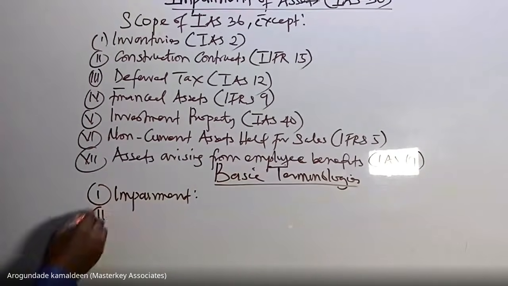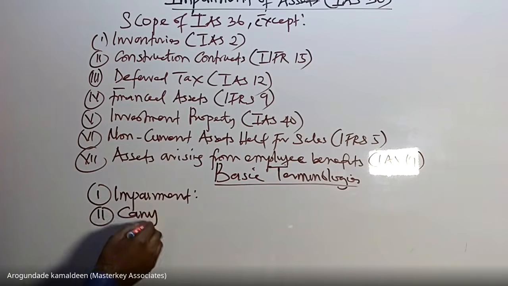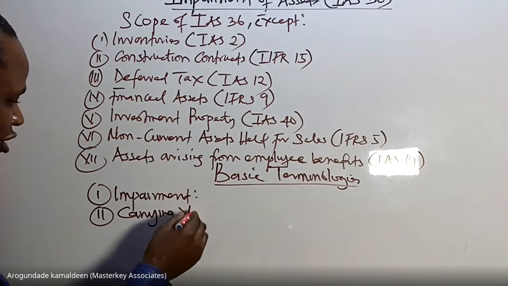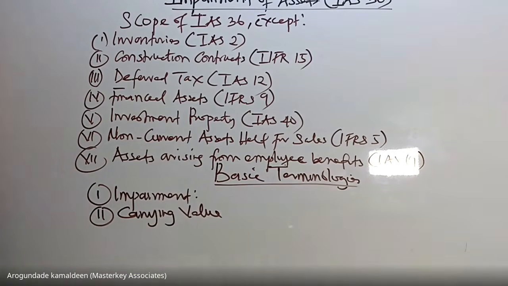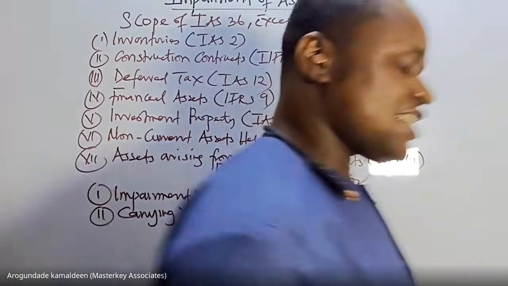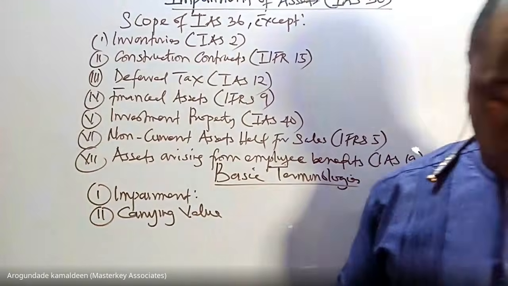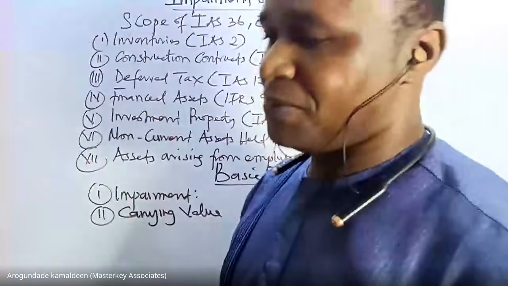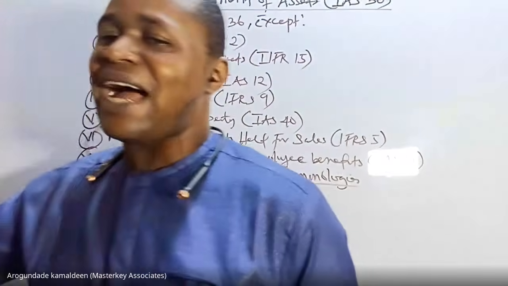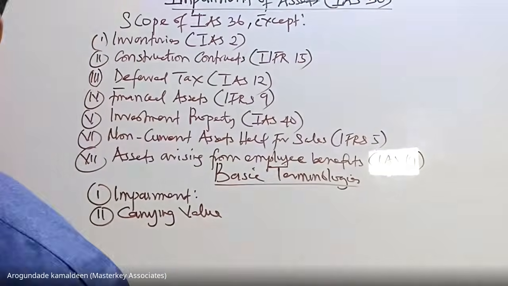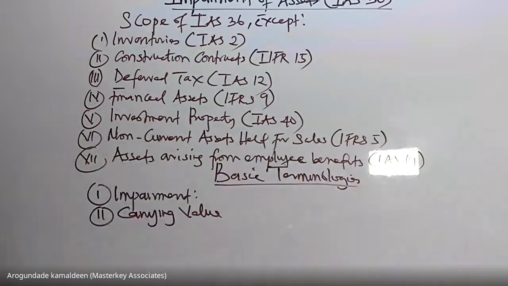Number two, Sam should know, is the carrying value. The carrying value is also known as the carrying amount. This is the net amount, okay? The net amount at which an asset is carried in the statement of financial position. So the carrying value is the net amount at which the asset is carried in the statement of financial position.